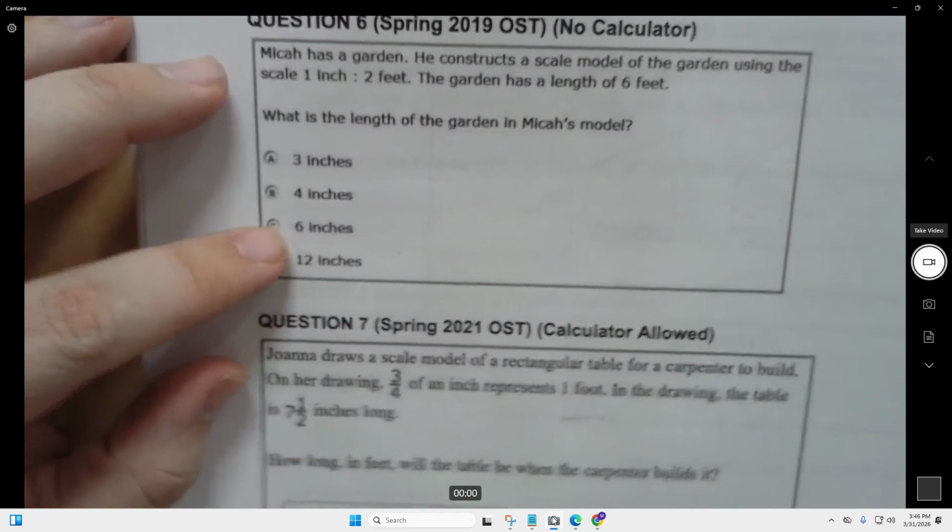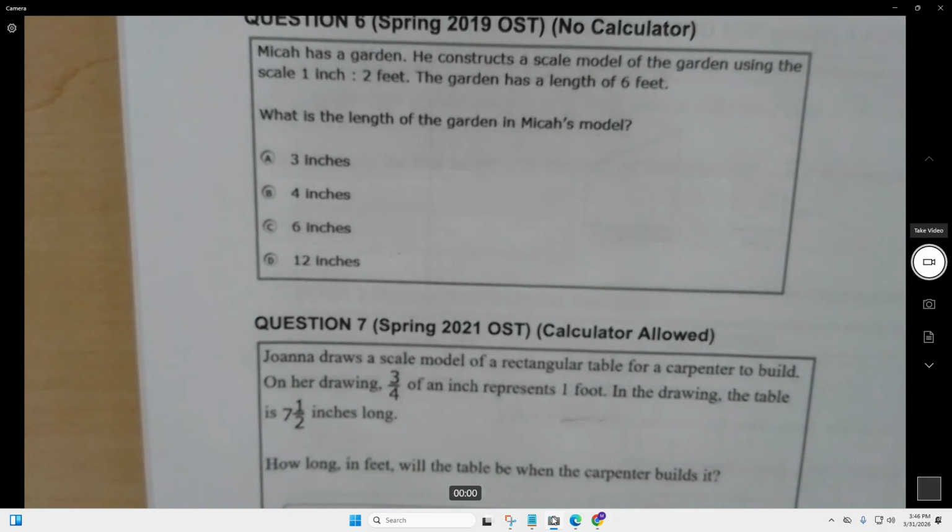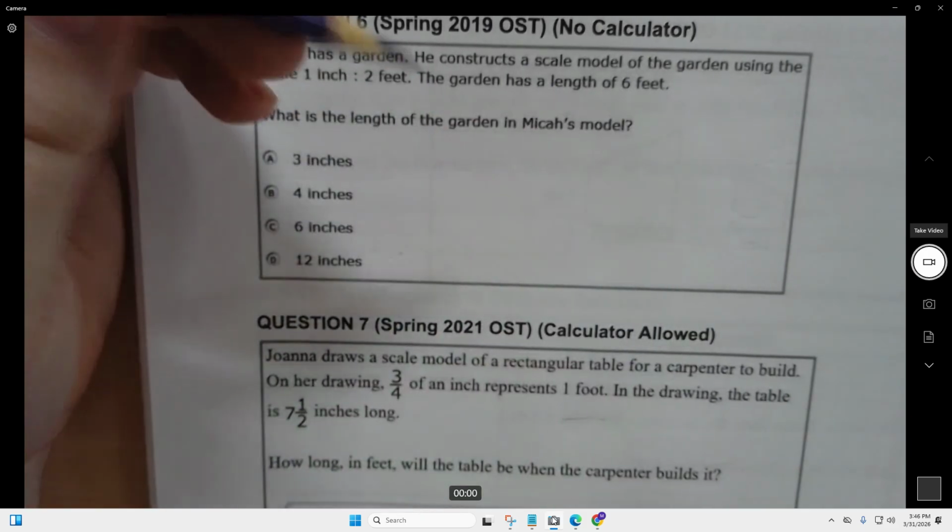Question 8. 6. Micah has a garden. Oh, this one's no calculator. He constructs a scale model of the garden using the scale 1 inch to 2 feet. The garden has a length of 6 feet. Okay? What is the length of the garden in the model?